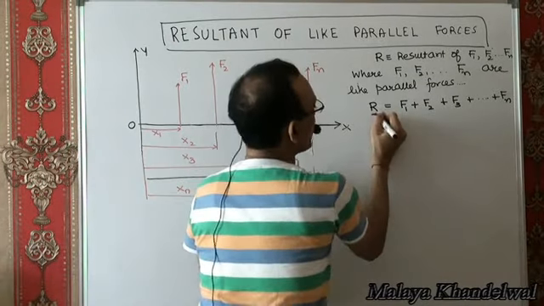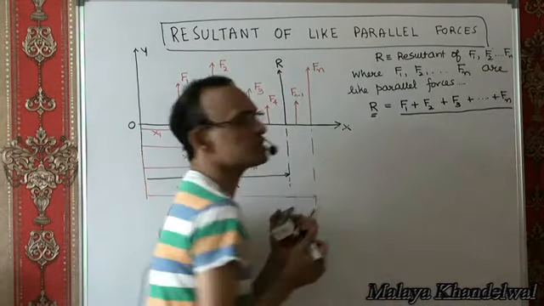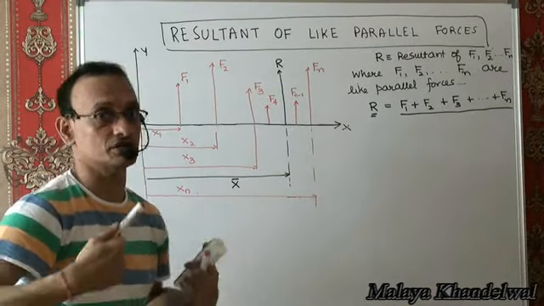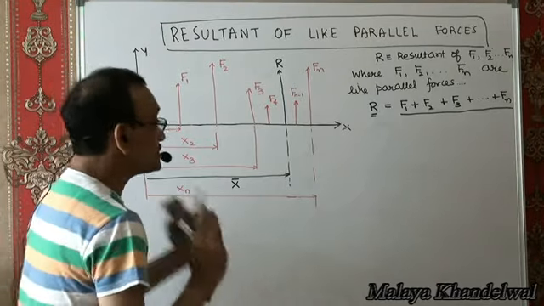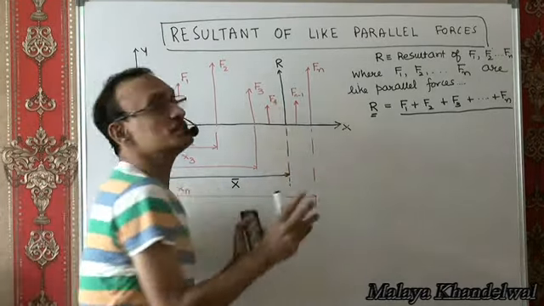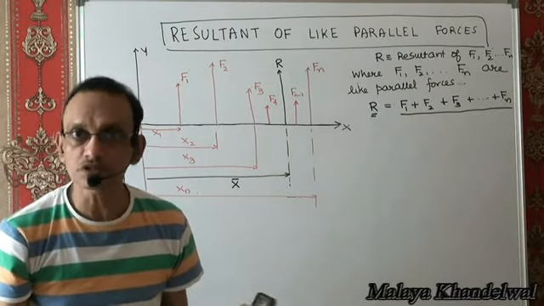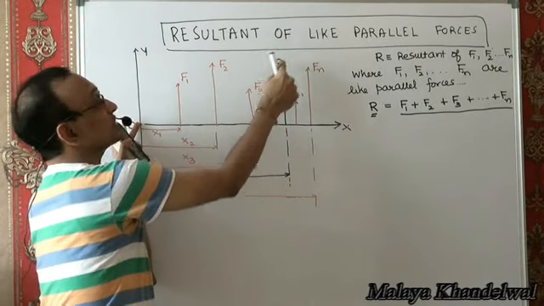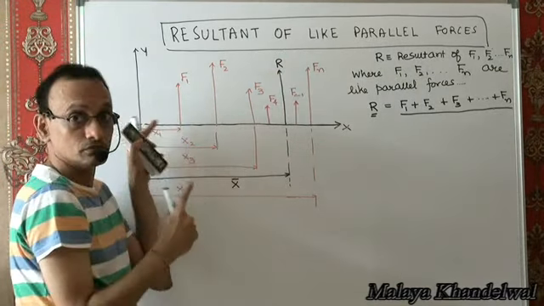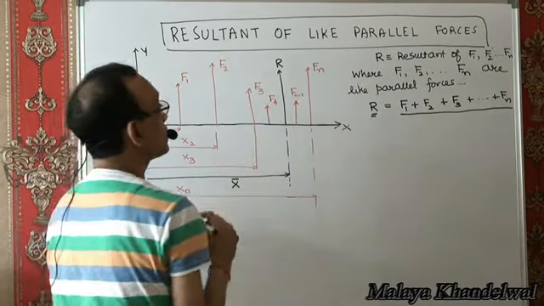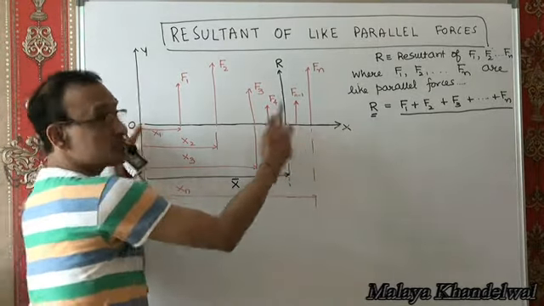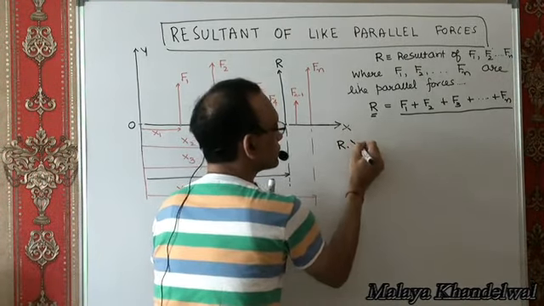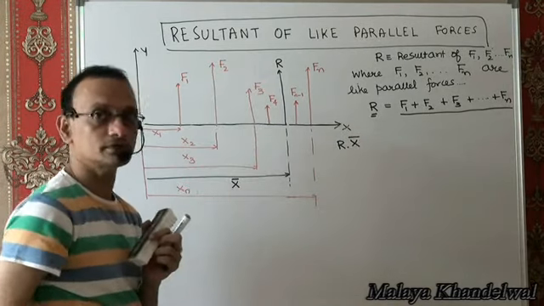So this is the translational equivalent. But then the point of application will be the rotational equivalent, right? Essentially, if R is indeed and truly the equivalent of all these forces, then the moment of these forces about O must be the same as the moment of R about O. That will be the rotational equivalent, right? So what's the moment of R about O? R into x bar. X bar is my objective here.